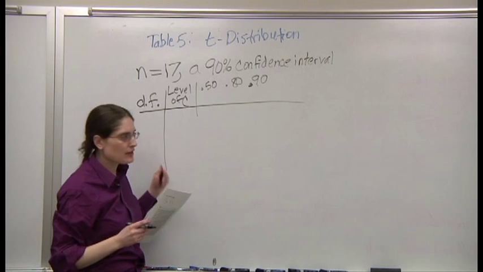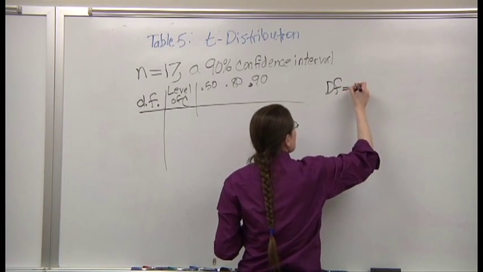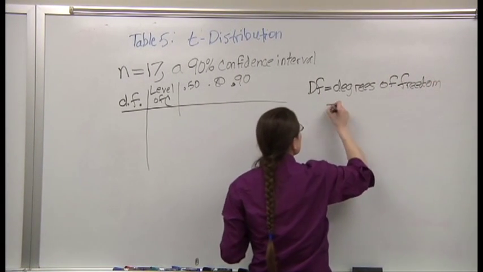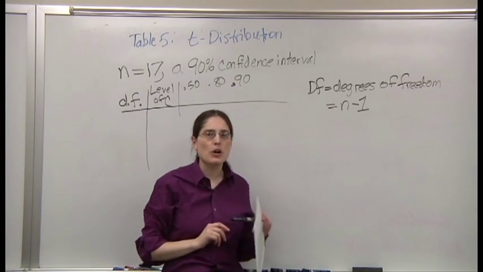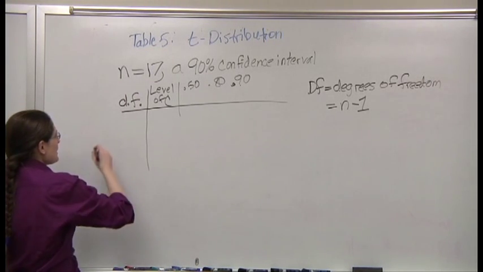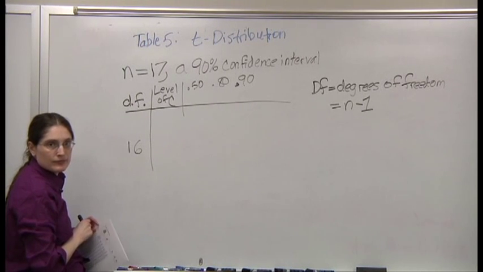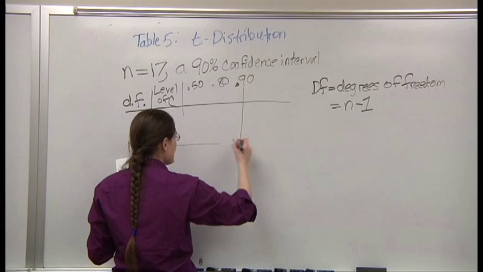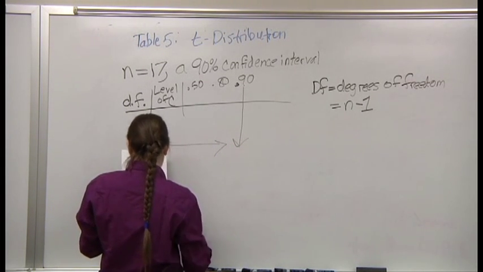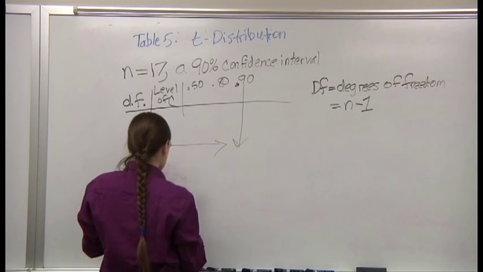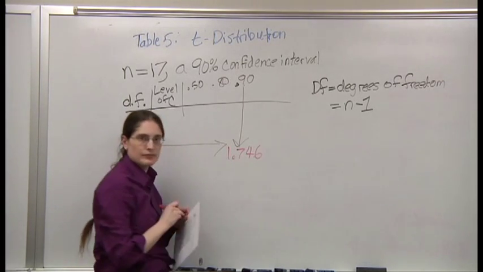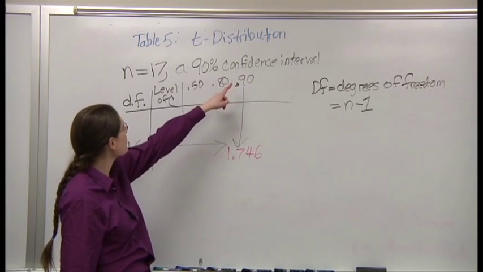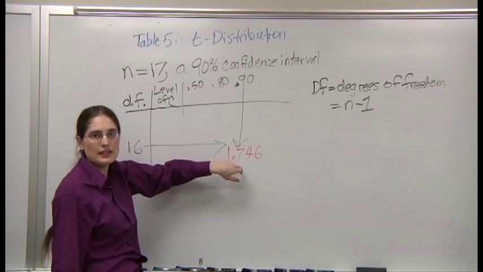But what is this DF business? DF is degrees of freedom. Your sample size minus 1. So if n is 17, DF, you want 16. So you're looking in the row 16 and column 0.90, and what number do you find there? 1.746. That's how you use the table. So if you want to make a 90% confidence interval and your sample size is 17, this is the t-value that you need to use.